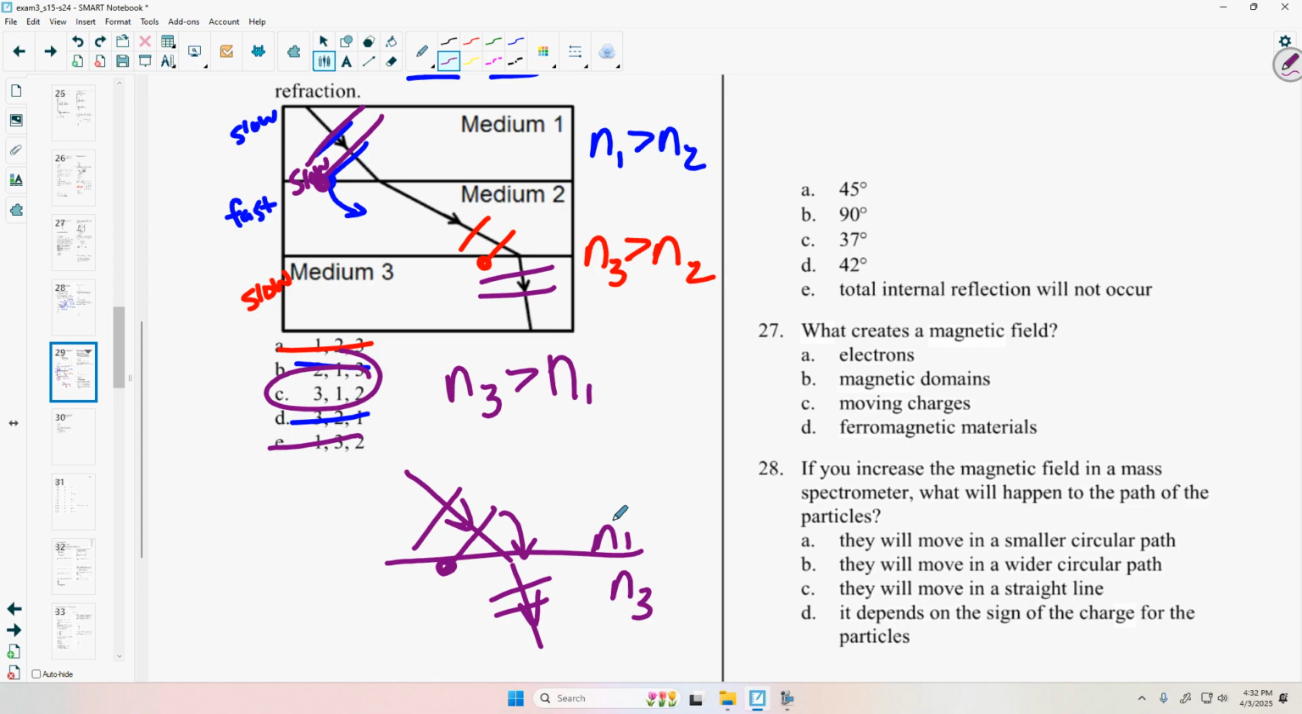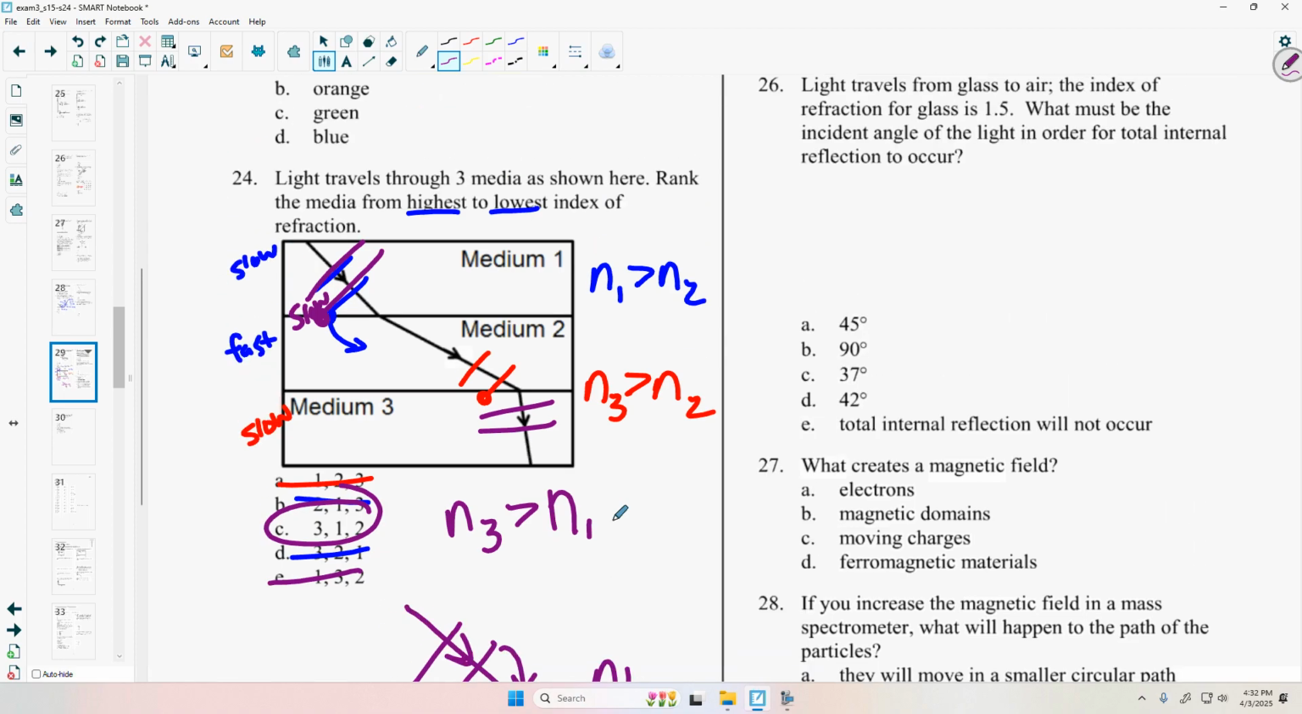Be careful. Make sure that you are aware of, am I going from highest to lowest or lowest to highest? That's just, read the problem, right? And then be careful as you move through to be clear. Take your time, be deliberate. Am I moving faster or slower? And then also remember that the index is inversely related to the speed. So a slow speed means a high index of refraction. Light travels slower in a high index. Move back into a glass, it slows down.